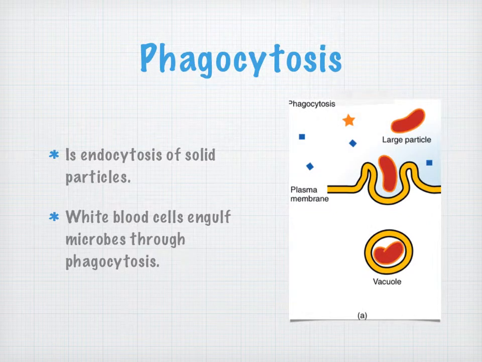Phagocytosis is where solid particles are being absorbed. So white blood cells engulf microbes through phagocytosis. So here we have a larger molecule, and it's being engulfed. So your white blood cells are very good at this with microbes.